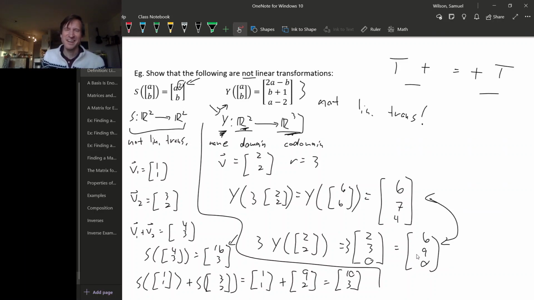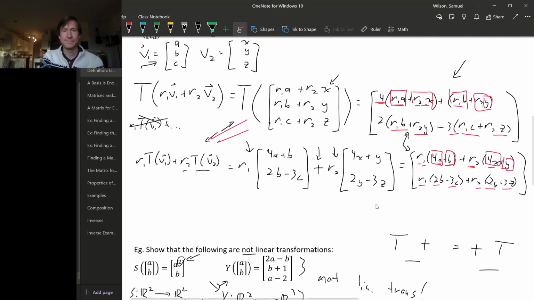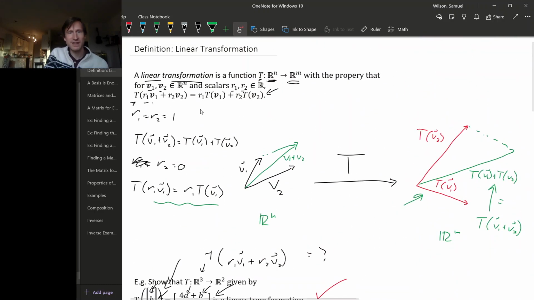In fact, it also fails the vector addition property. So you can see that being a linear transformation is actually a pretty strict requirement. Most functions from Rn to Rm are not linear transformations. So this property that defines linear transformations is pretty strict.